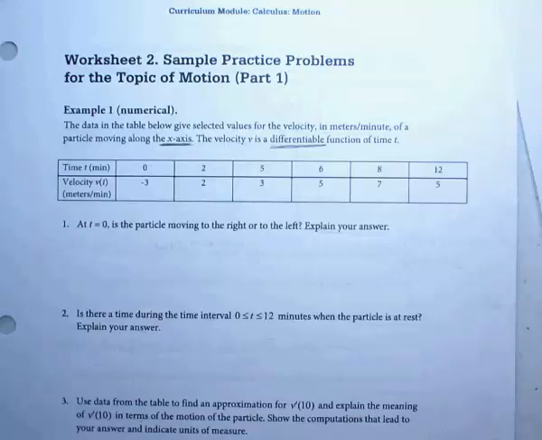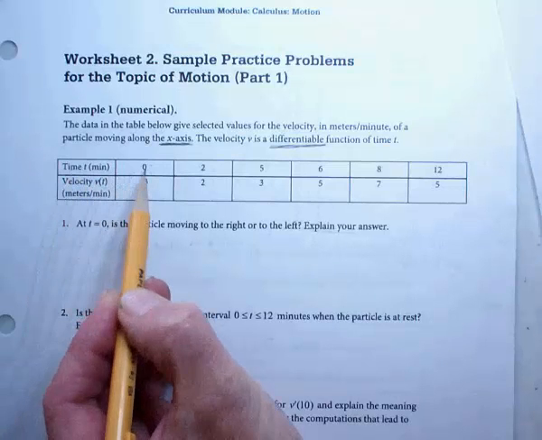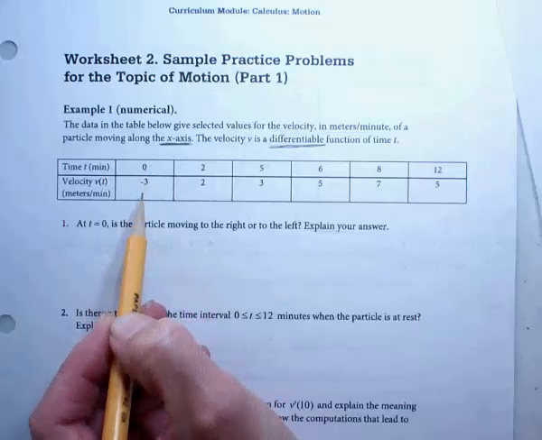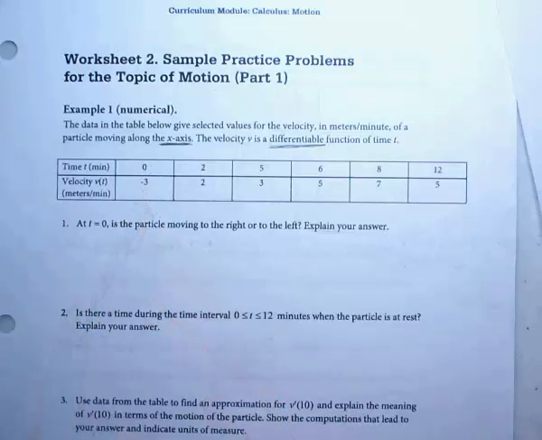Let's look at question 1. At time equals 0, is the particle moving to the right or to the left? Notice the time here is 0. Look at the velocity value. We've already seen that if the velocity of an object moving left or right on the x-axis is negative, that corresponds to moving to the left. But notice it also says explain your answer. So there are two components to this: the right answer and the explanation of why you chose it.